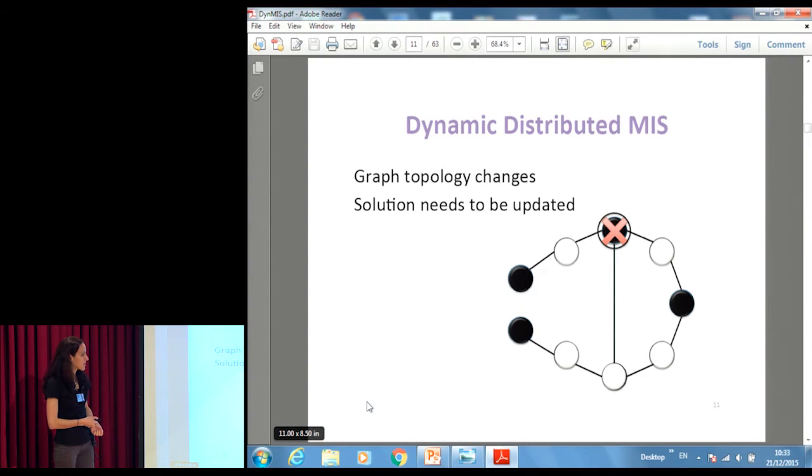This neighboring MIS node is out, but they have their other neighboring MIS nodes, so they're fine. I don't care that I took this one out. But this node now needs to enter. So if this guy says, okay, I'm going to enter the MIS, then we're fine. We fix the solution. Okay?